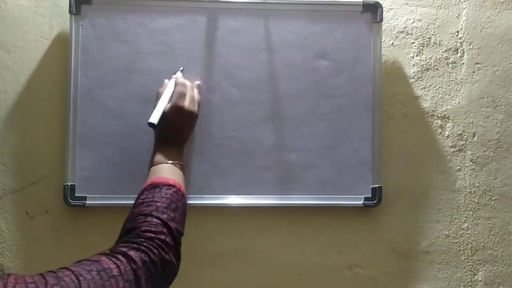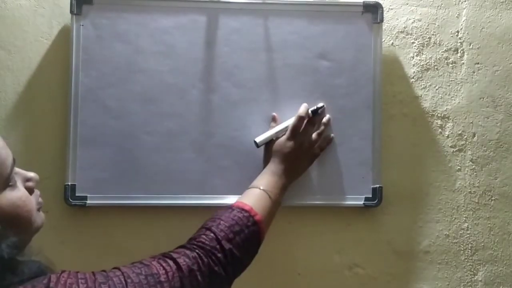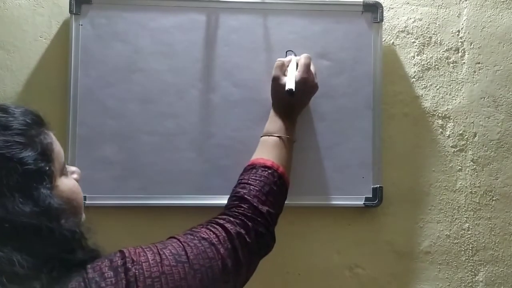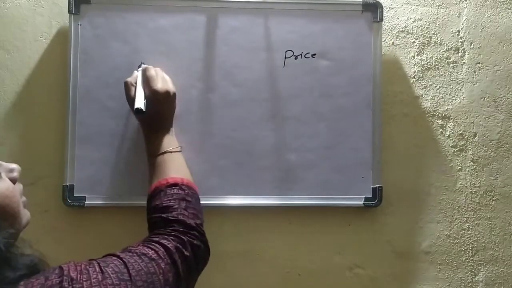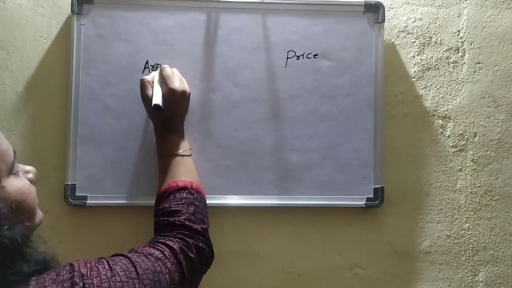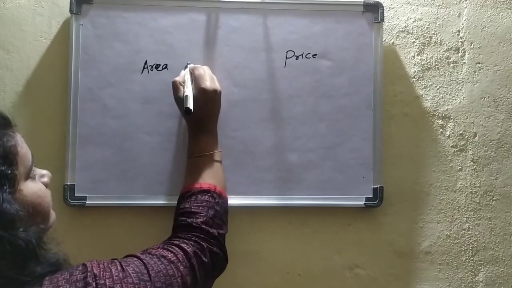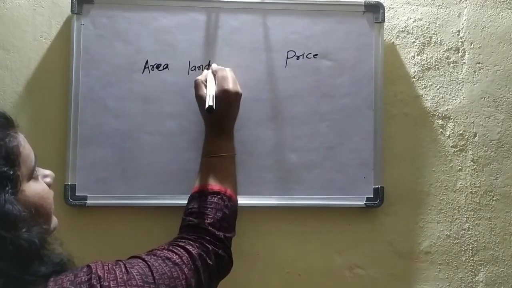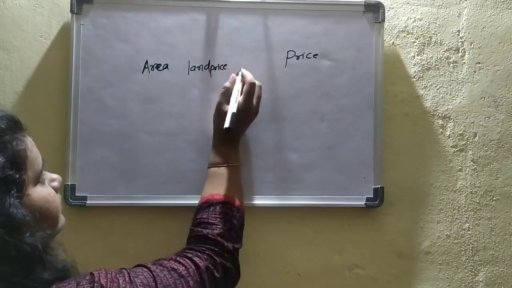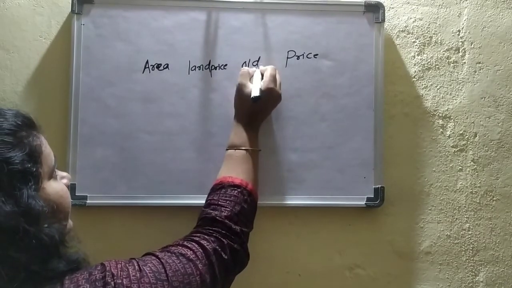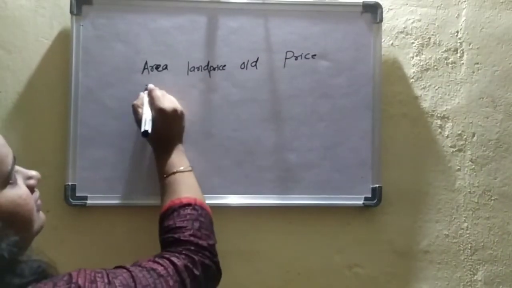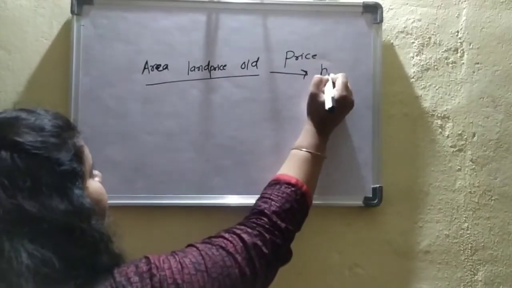Like if we want to predict the price of any house, we can predict the price based on different factors, such as the area of the house. Next is the price of that area or the land price, and next is the age, or how old that house is. So based on these three factors we can predict the price.